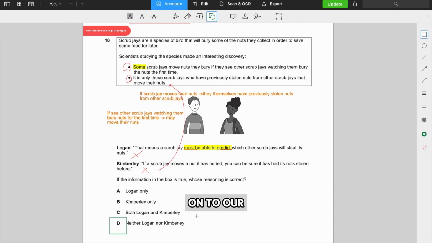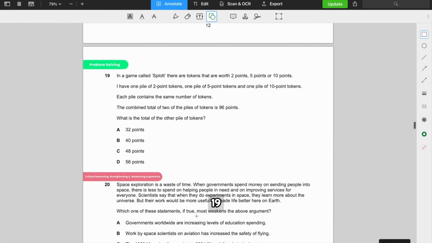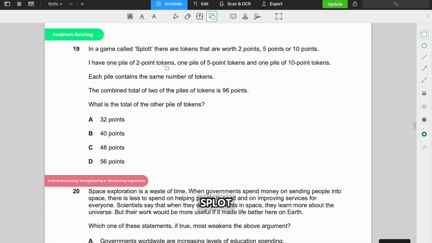Okay, let's go on to our next question. Question 19, problem solving. In a game called Splot, there are tokens that are worth 2 points, 5 points, or 10 points. I have one pile of 2-point tokens, one pile of 5-point tokens, and one pile of 10-point tokens. Each pile contains the same number of tokens. So I'm going to give this number of tokens a value. Let's just call it n, which is the number of tokens in each pile.